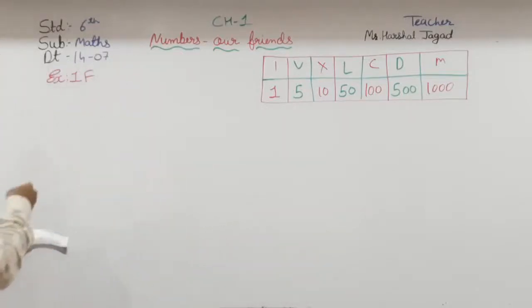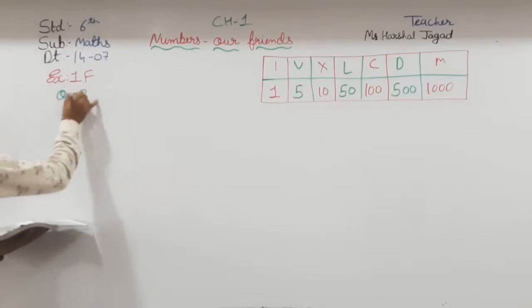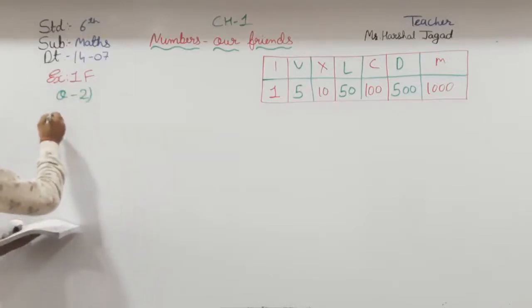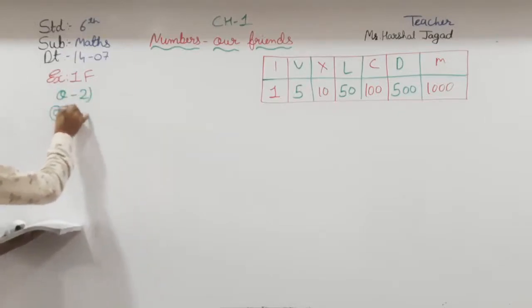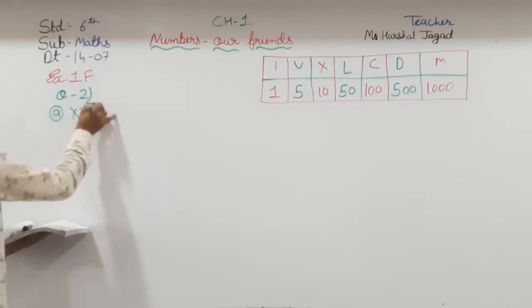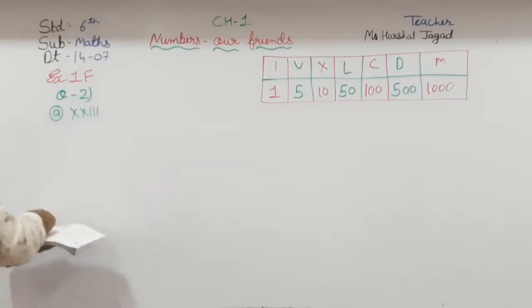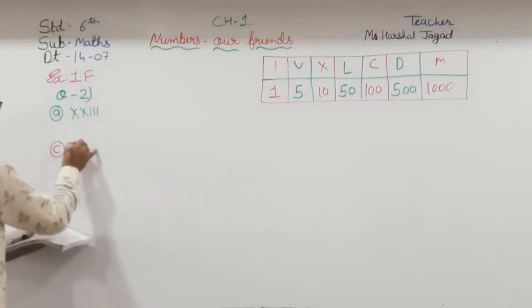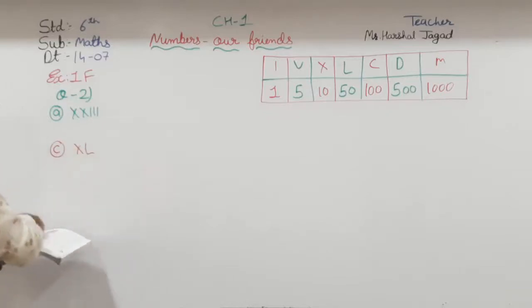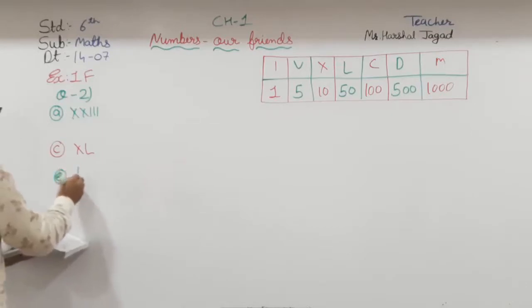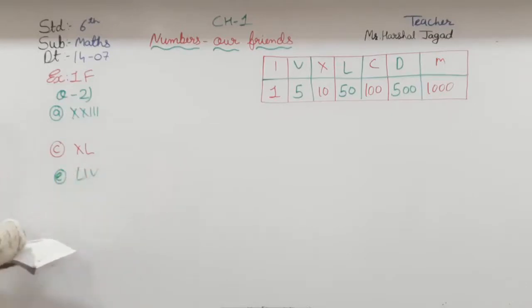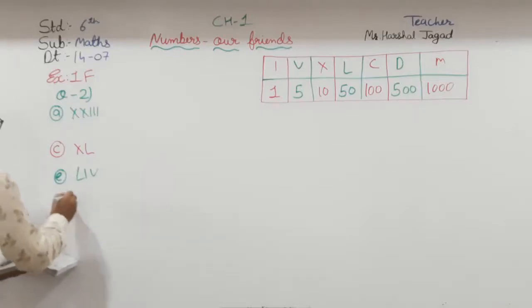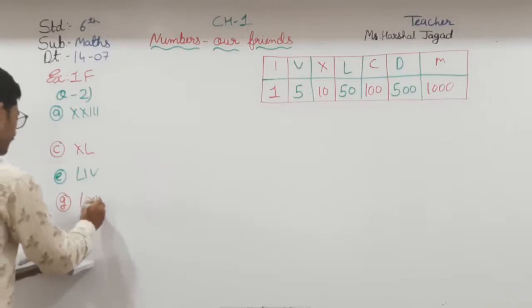So the first one, question number 2, that is A, XXIII. Then after B, after C, XL. Then after E, that is LIV. Then after G, LXXVI.